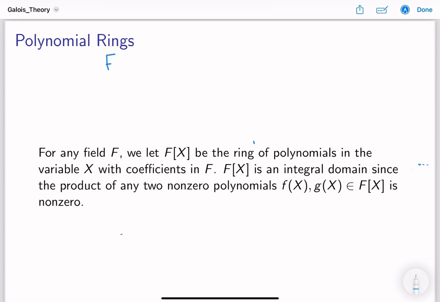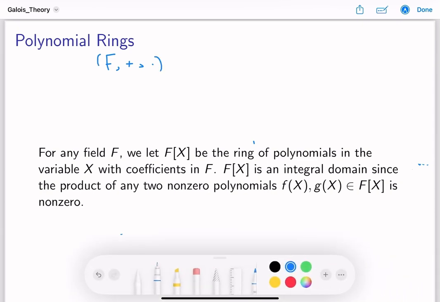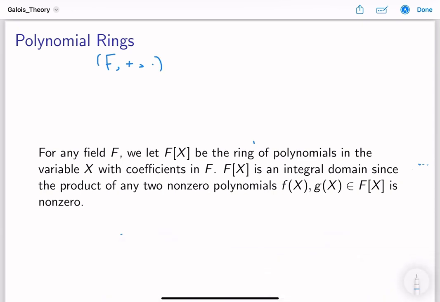So here's the setup. We start with a field F, and I remind you, a field F is just a set with two operations where over addition F forms an abelian group, and over multiplication, when we omit 0 from F, we also get an abelian group. So it's actually a commutative ring where every non-zero element has an inverse.